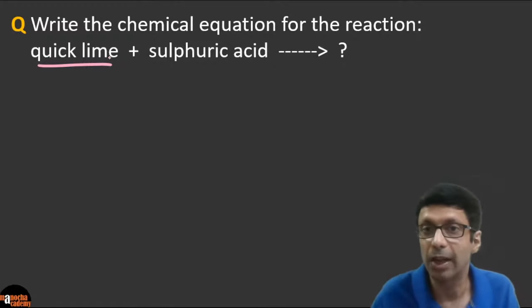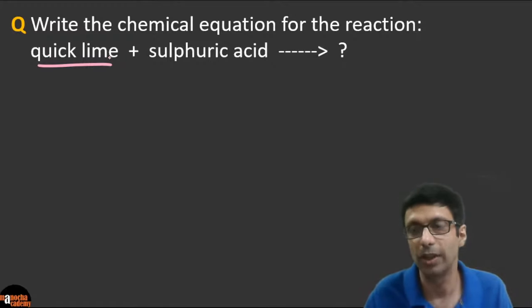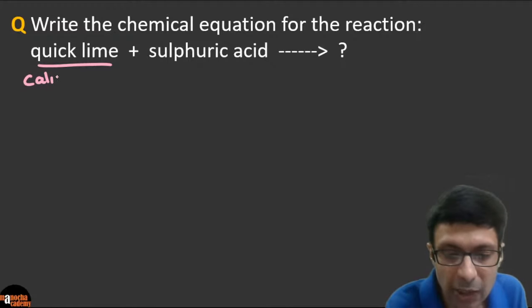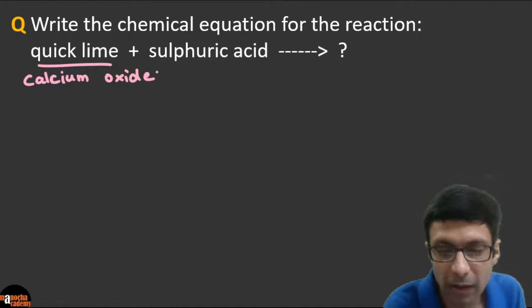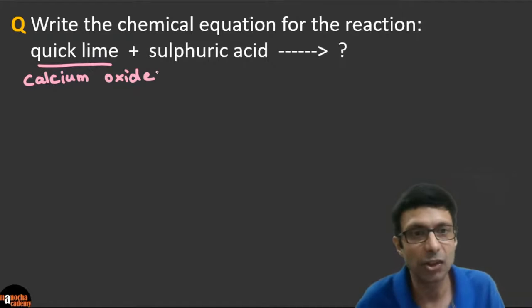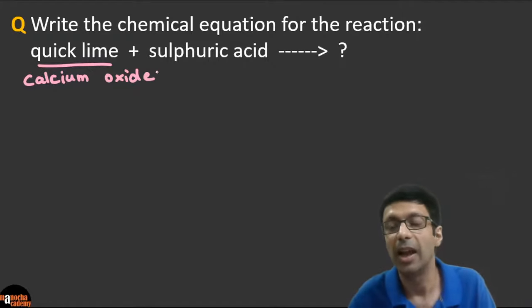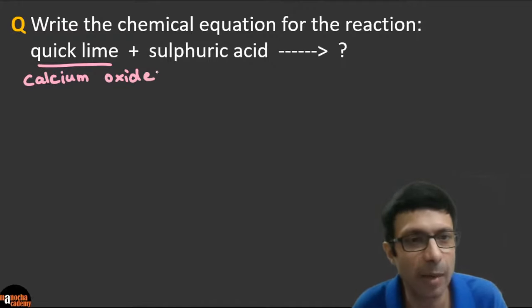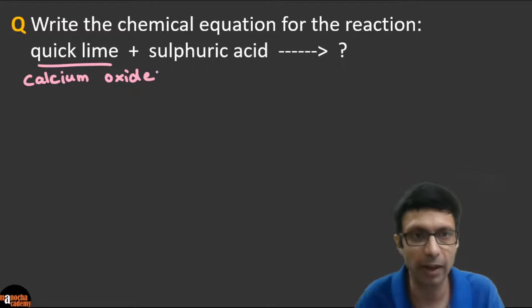So what is quicklime, guys? You need to learn these common names. This is not a chemical name, it's a common name. So quicklime, let me write down for you. It means calcium oxide. So quicklime is basically calcium oxide. So we are doing calcium oxide plus sulfuric acid, and you need to write down the chemical equation. What do you think you're going to get here? Very good. I see some answers. So I want all of you to try here, and let's go ahead and try this together. Come on, guys.